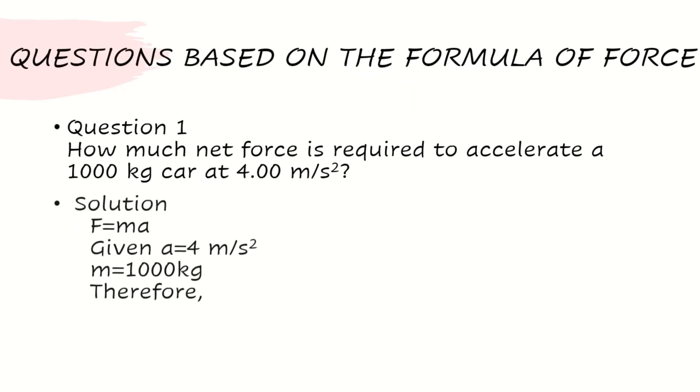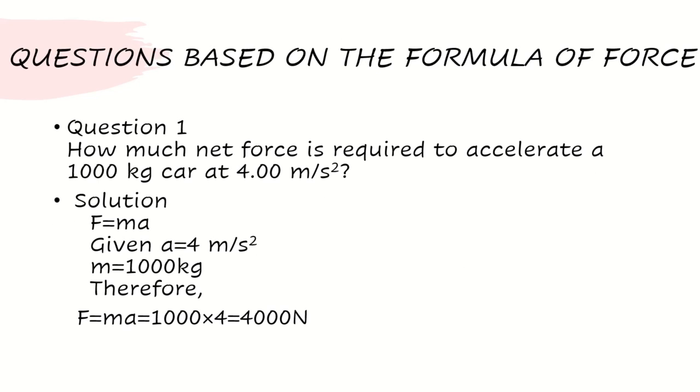Questions based on the formula of force. Question number 1. How much net force is required to accelerate a 1000 kg car at 4 meter per second square? Force is equal to mass into acceleration, and acceleration is given as 4 meter per second square and mass is given as 1000 kg. Therefore, as we know, F is equal to m into a, so 1000 into 4 is equal to 4000 Newton.